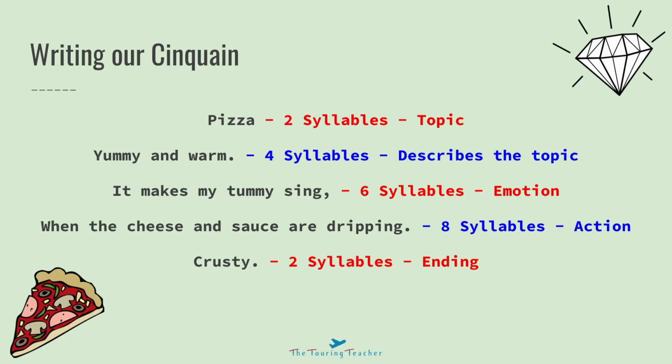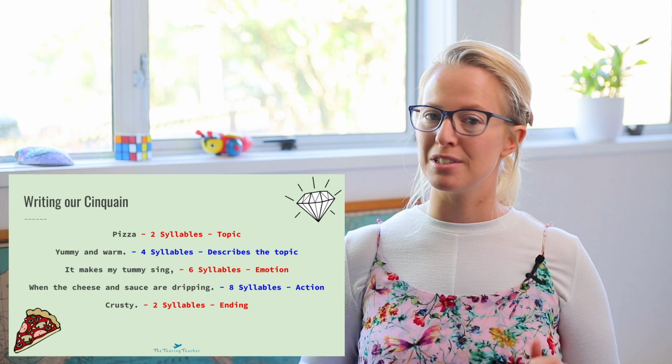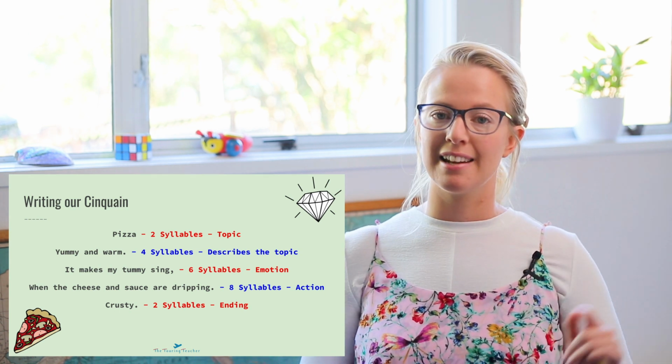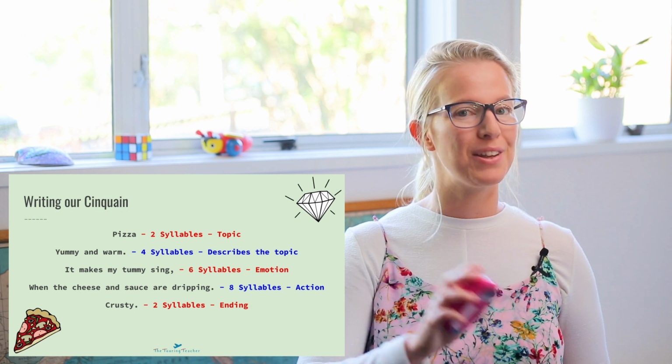So, line 1, checking it's got 2 syllables and I'm writing about the topic. Line 2, 4 syllables, it describes the topic, yummy and warm, yes. Line 3, it's got 6 syllables and it's talking about the emotion in the poem. Line number 4 has got 8 syllables, and that is when I put the action in, and the action is the cheese and the sauce are dripping. And line number 5 is 2 syllables, and that's my ending that wraps up the whole poem. Perfect, so I've included all the rules in my poem. You can use this slide here to help you make sure you include all the rules in your poem.